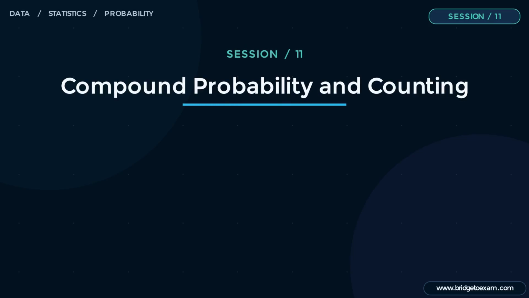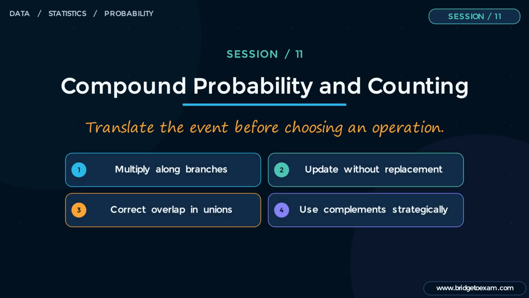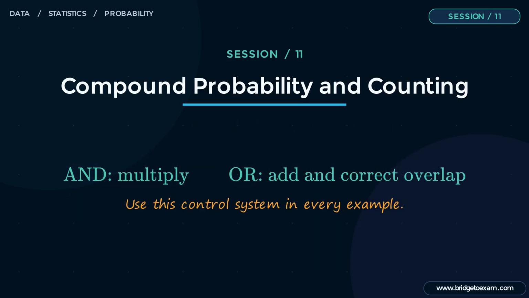Welcome to Session 11, Compound Probability and Counting. Multi-stage chance problems become manageable when every branch and outcome is defined before calculating. 10 practical examples cover independent and dependent events, mutually exclusive and overlapping events, complements, tree reasoning, and the fundamental counting principle. Translate "and" into multiplication or "or" into a carefully checked union, and "at least 1" into 1 minus none. Update probabilities whenever an outcome is removed.